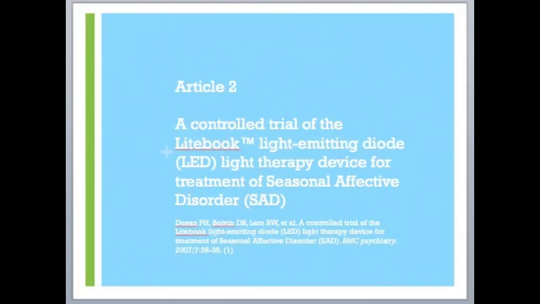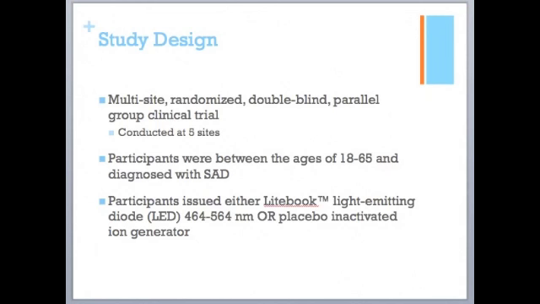The second article we'll discuss is titled A Controlled Trial of the Lightbook Light Emitting Diode Light Therapy Device for Treatment of Seasonal Affective Disorder. This study was multi-site, randomized, double-blind, and a parallel group clinical trial. It was conducted at 5 different sites where the participants were between the ages of 18 and 65 and diagnosed with SAD. The participants were issued either a Lightbook light-emitting diode from 464 to 564 nanometers or a placebo inactivated ion generator.